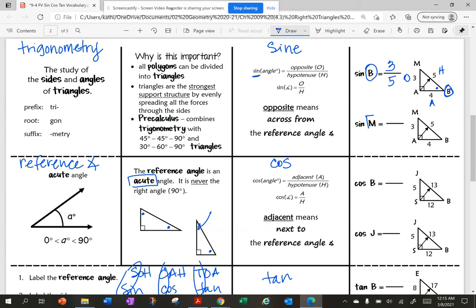If I chose M as my reference angle, the hypotenuse remains the same. That's across from 90. But this time the adjacent side is 3. So the adjacent is next to the reference angle, and opposite becomes 4. So sine, by definition, is opposite divided by hypotenuse. So the opposite side is 4 divided by the hypotenuse, which is 5.